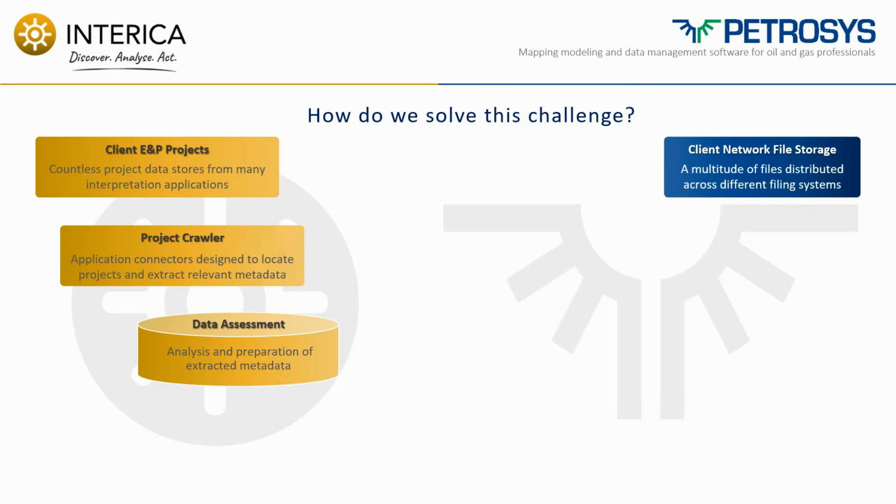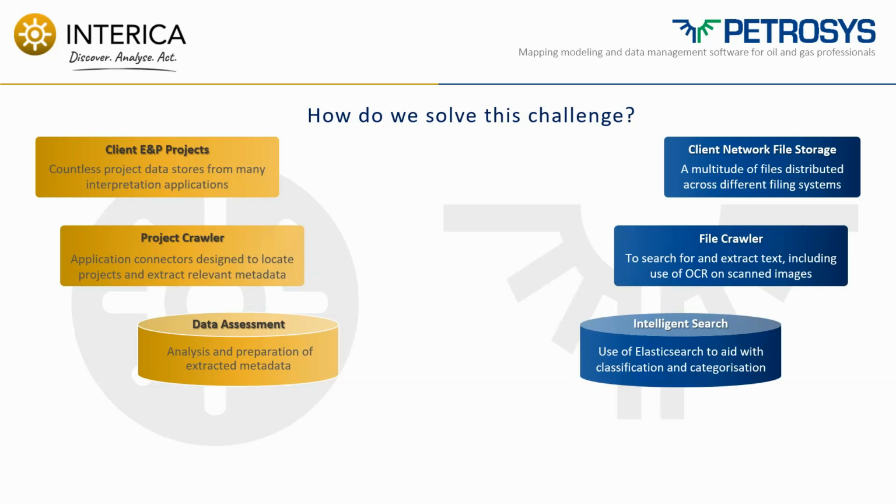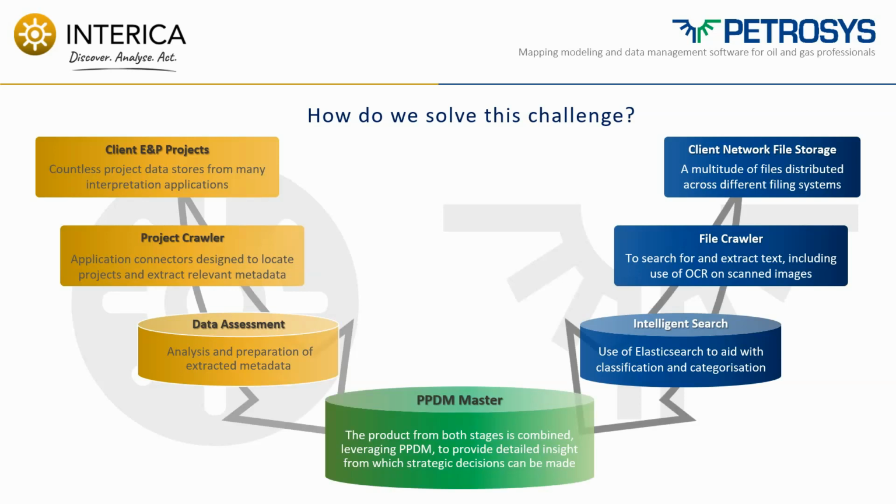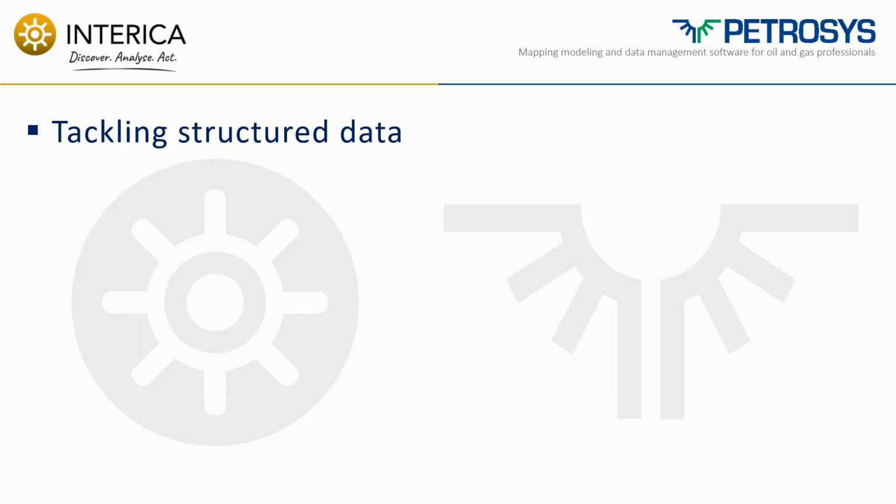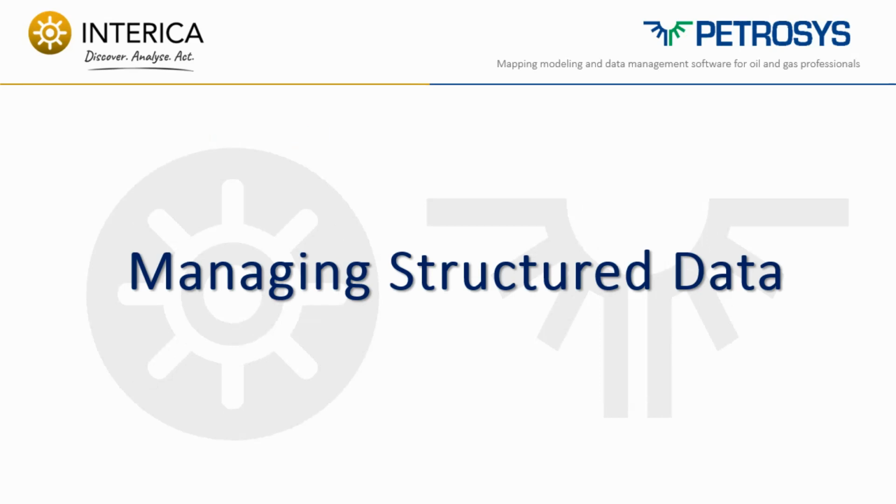For structured data, application connectors can be designed to help locate projects and extract relevant metadata, over which analysis and subsequent preparation of the extracted metadata can be carried out. For the unstructured data, the use of intelligent search and the extraction of text, including use of OCR on scanned images, enables classification and categorization of the data. Once the metadata has been extracted and the classification and categorization complete, the products from both stages are combined to provide management and users with detailed insight from which strategic decisions can then be made. We shall now look at how we tackle the structured data.